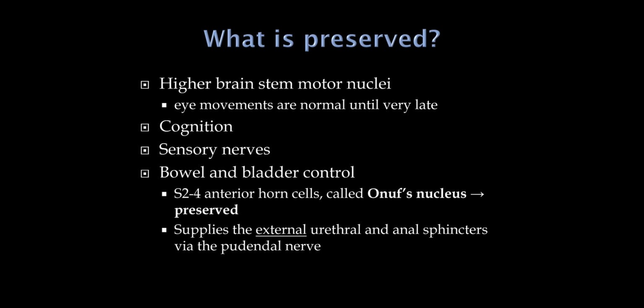Cognition in most patients is relatively preserved, although I'm going to tease that out in just a little bit. Sensory nerves are largely unaffected, so this is motor neuron disease. And interestingly, the bowel and bladder are uninvolved. I will talk about the anatomy of the bladder in just a little bit, and the anterior horn cell that supplies the external urethral sphincter called Onuf's nucleus. For reasons that are difficult to understand, that anterior horn cell is preserved in ALS as compared to all the other anterior horn cells.